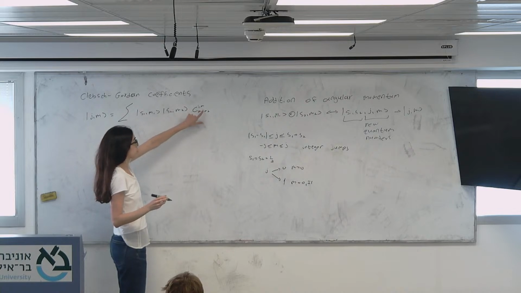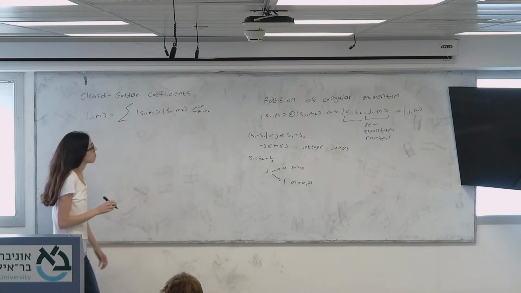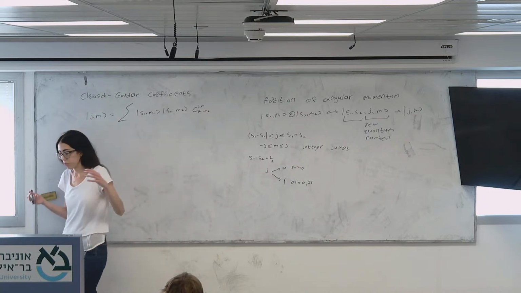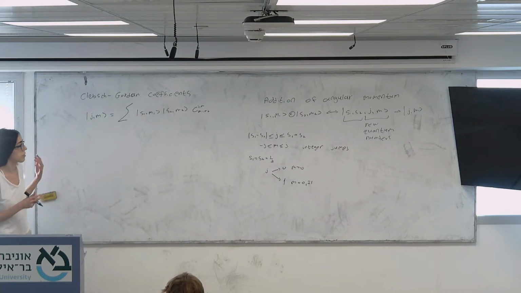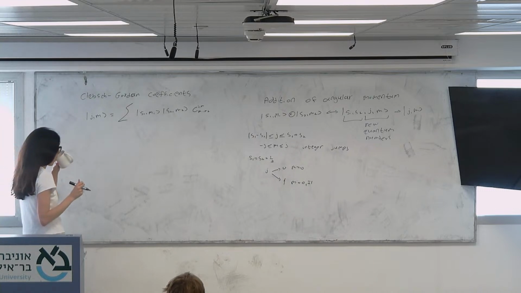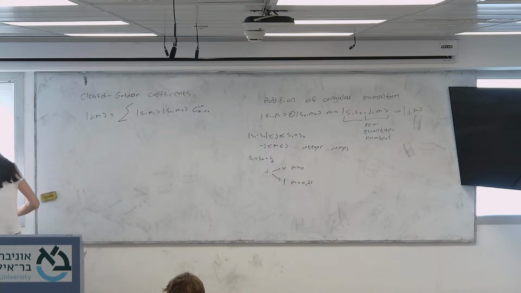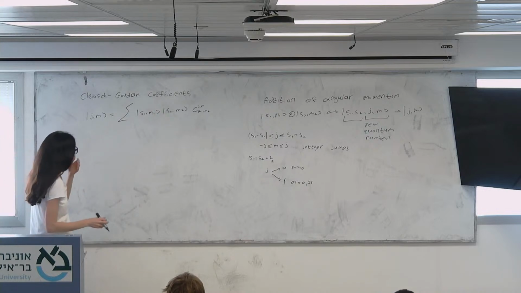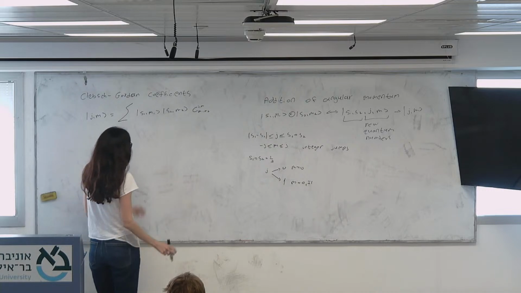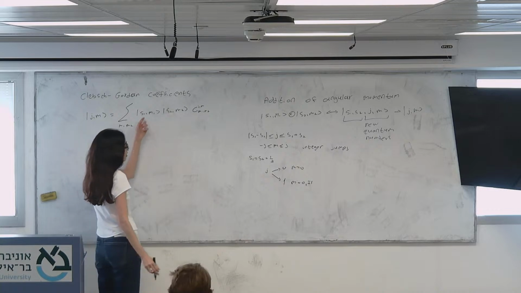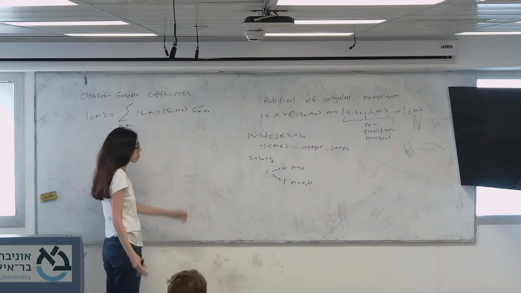M1, M2, and J and M. You can also add here S1 and S2. It's going to be a function of all the parameters. So here in the sum, we're going to have M1 and M2 because S1 and S2 are constant.